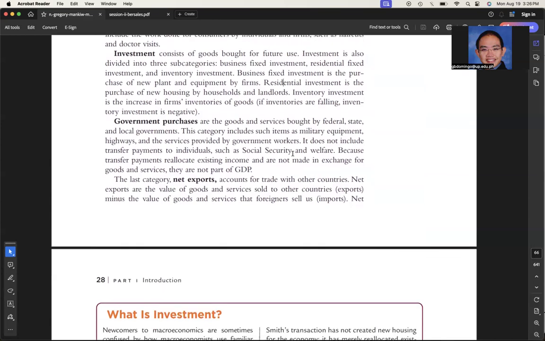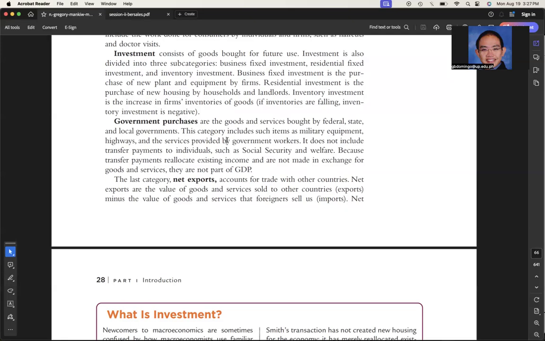Government purchases are final goods and services. What's irritating is the word final is not here, but it's understood. It's supposed to be final goods and services bought by federal, state, and local governments. The category includes military equipment, highway services provided by government workers. It does not include transfer payments to individuals, such as social security and welfare. Okay. Because transfer payments just reallocate existing income and are not made in exchange of goods and services. They are not part of GDP.